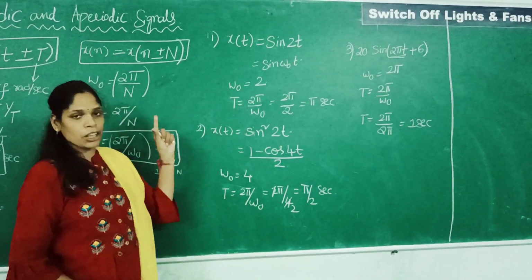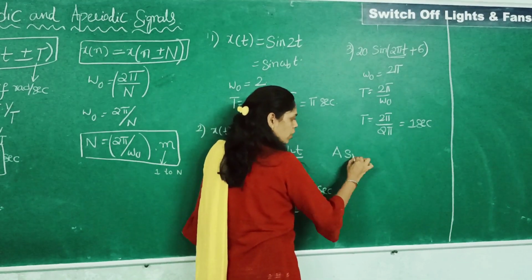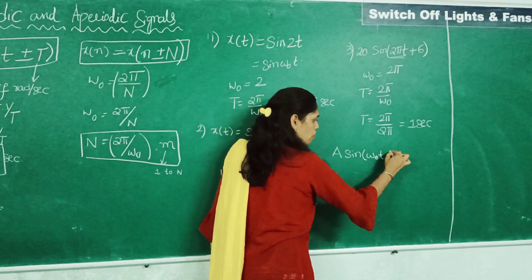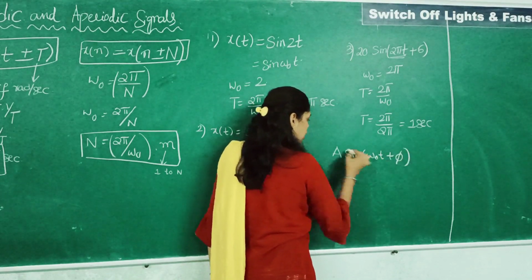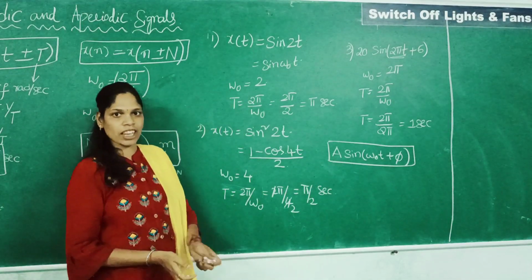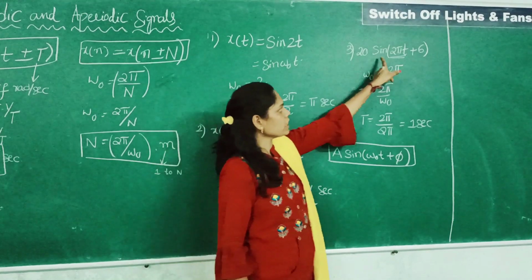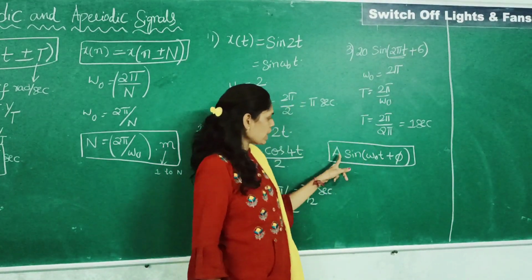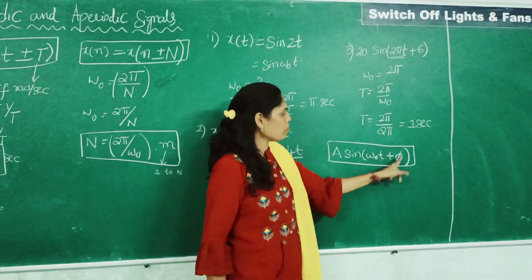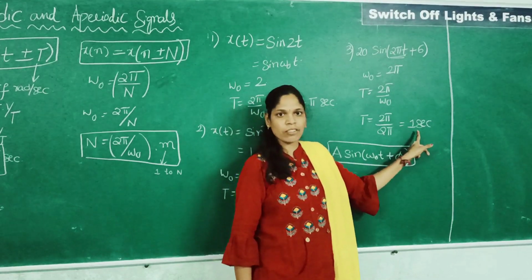So the given signal is periodic with the time period T equal to 1 second here. So what can I conclude here? For any signal which is in the form of A sin omega naught t plus phi in this fashion, we will call it a periodic signal. So see the examples here. The third one is 20 sin 2 pi t plus 6. What is A? 20. Omega naught equal to 2 pi. What is the phi value I have considered? 6. So this signal is periodic with T equal to 1 second.